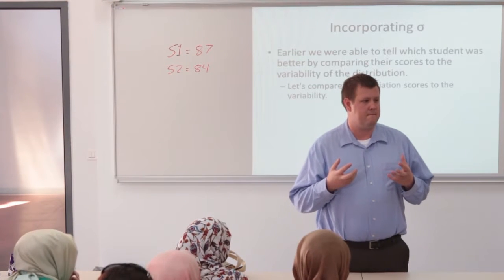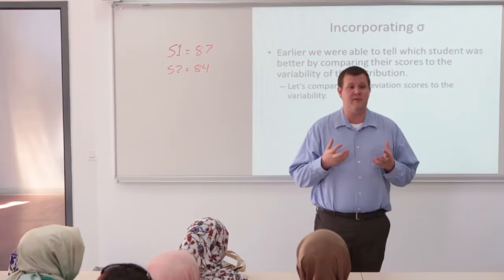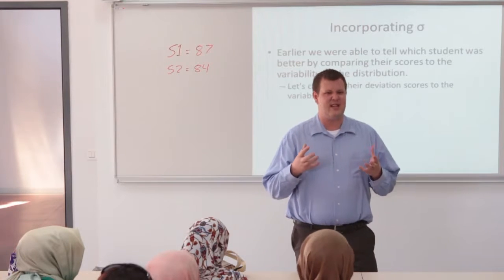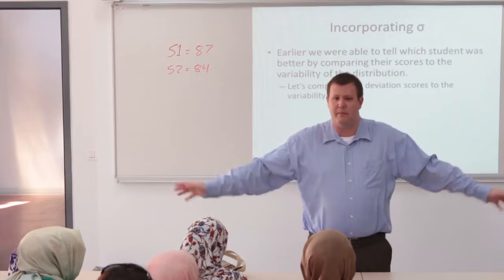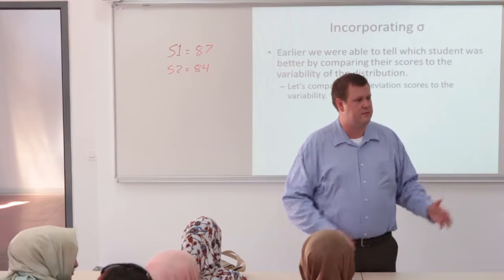We could square the deviation score. Now that would give us a squared deviation score, but that's not going to tell us where that score fell in terms of variability, in terms of spread from the mean. That will just square it.